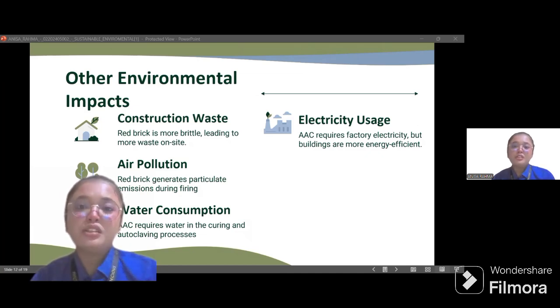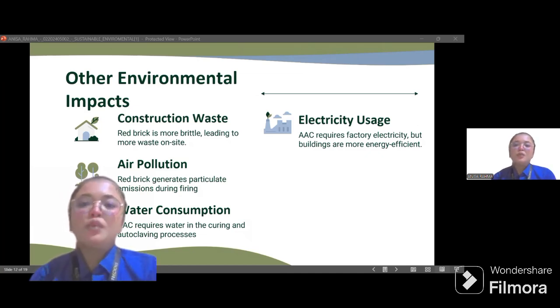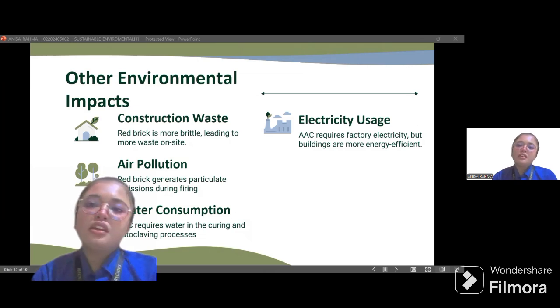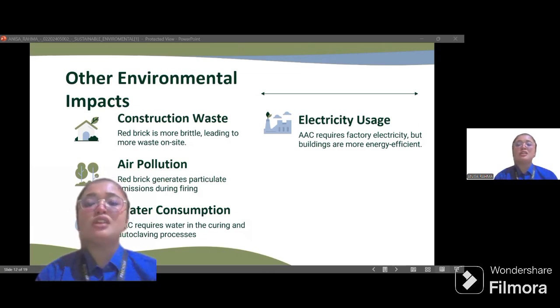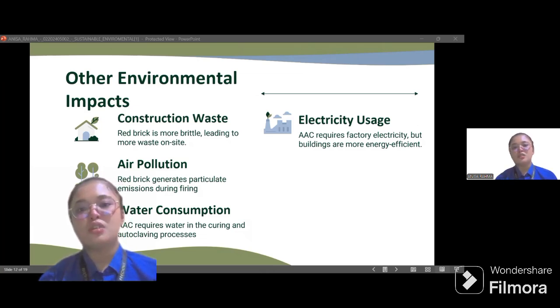The next part is electricity consumption. For red bricks, the production doesn't rely heavily on electricity, as most of the energy comes from the burning of fuels. While some factories might use electricity for automation or transportation processes, overall electricity use is lower compared to AAC blocks.